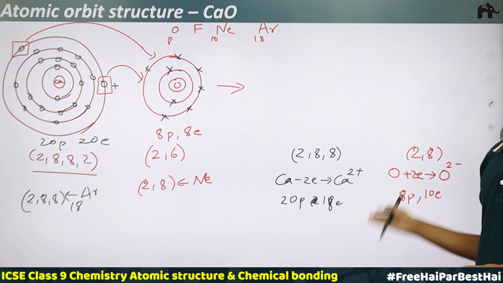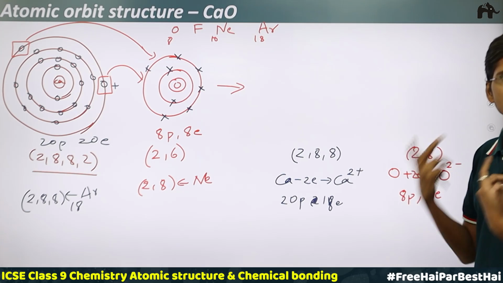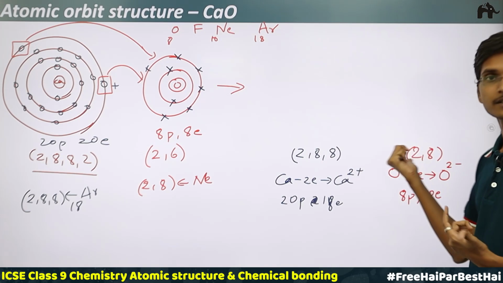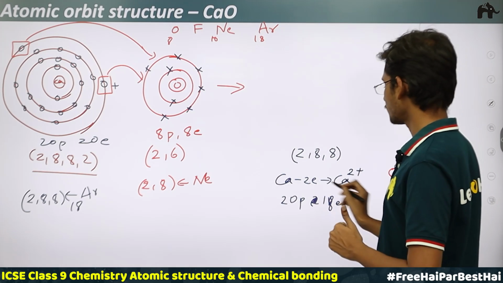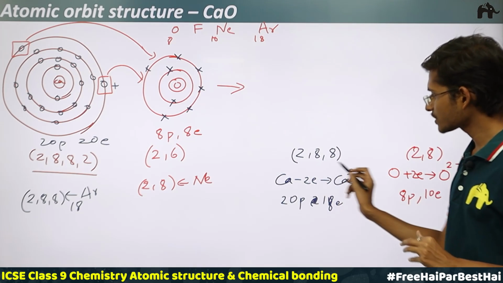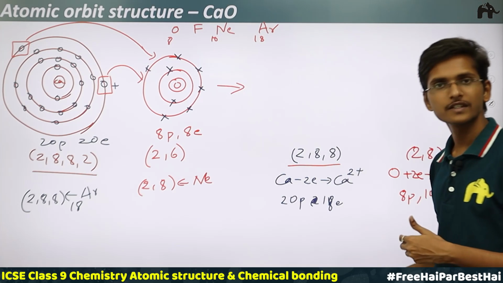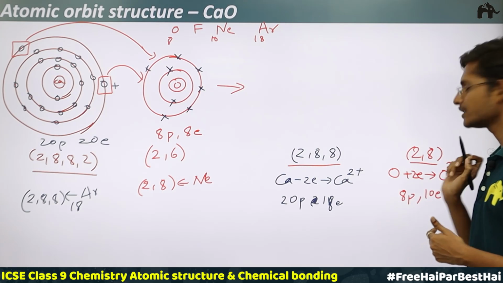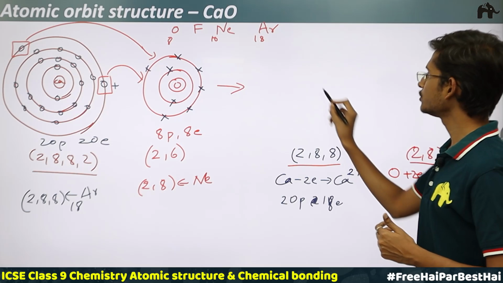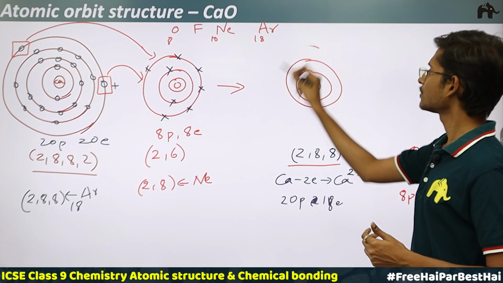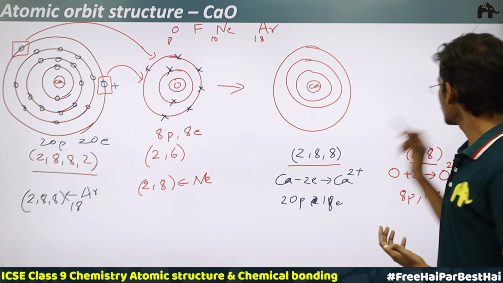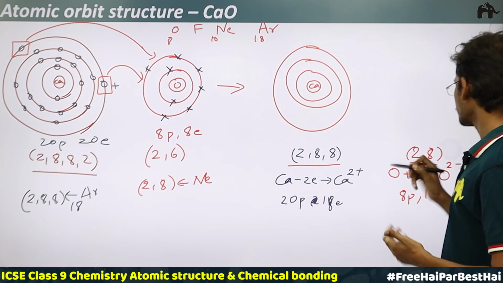Now let's draw the structures of calcium ion and oxide ion. How can we draw the structure? Now we know the electronic configuration of calcium is 2,8,8. We have already written here it is 2,8. So 3 shells need to be drawn. So calcium, 1, 2, 3. In each shell we need to fill the electrons.